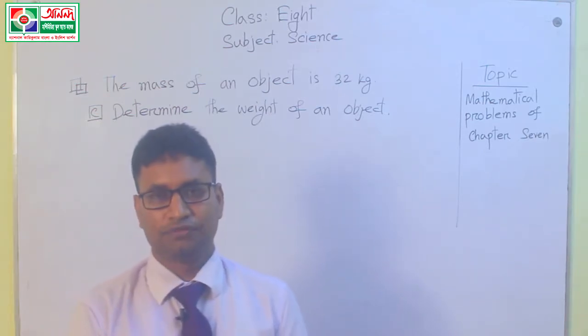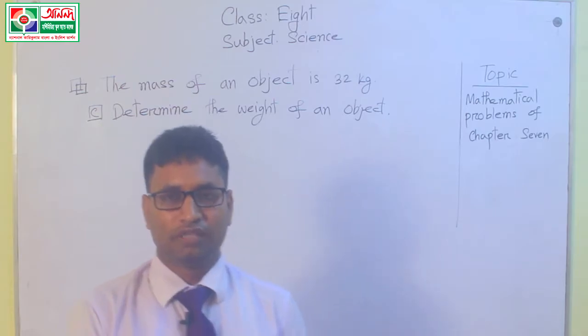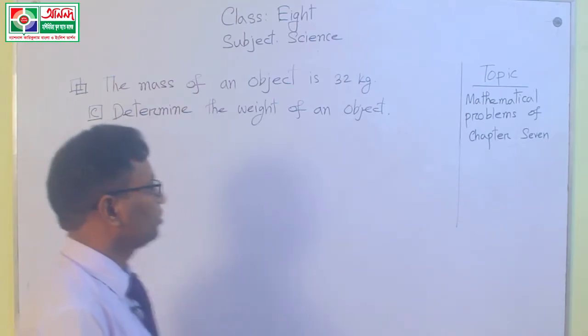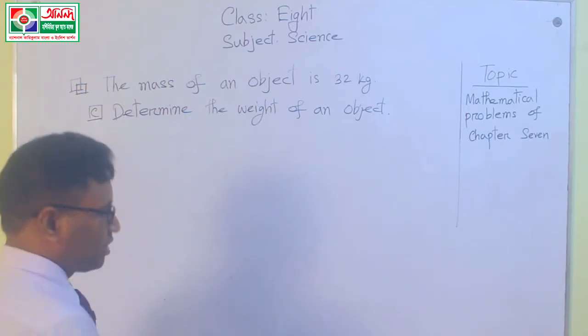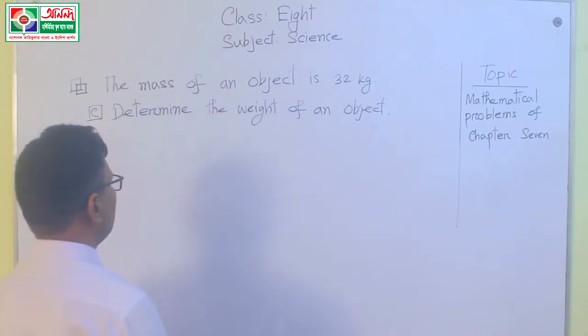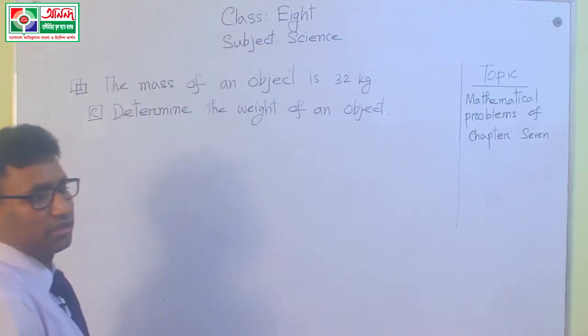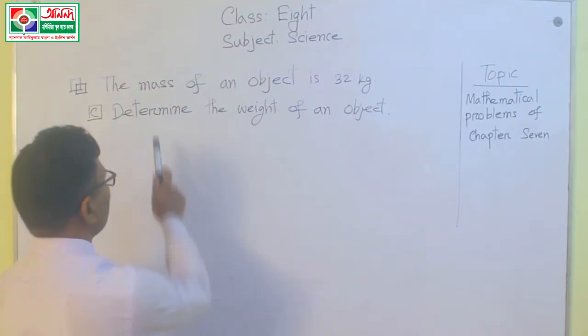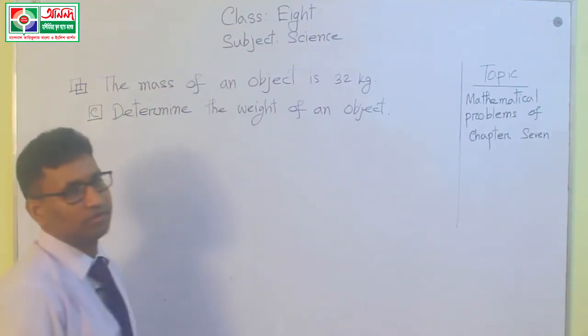Already I have written one kind of mathematical problem on the whiteboard. The mass of an object is 32 kg. Determine the weight of the object. Again I say, the mass of an object is 32 kg. Determine the weight of the object.